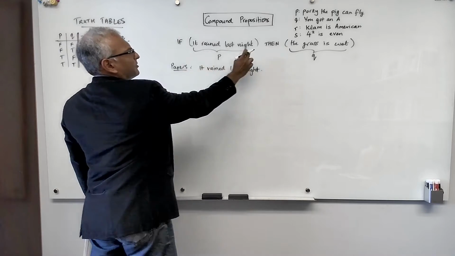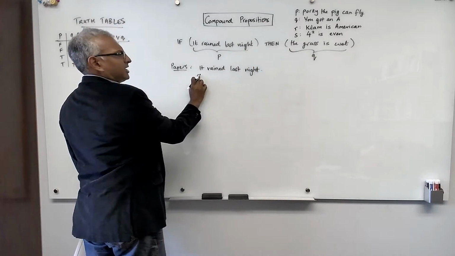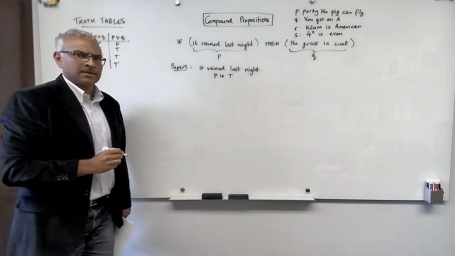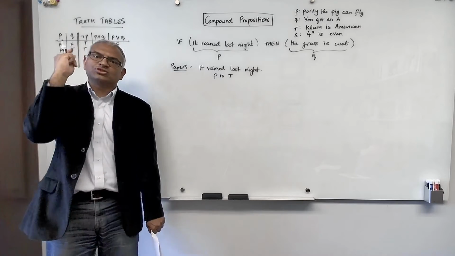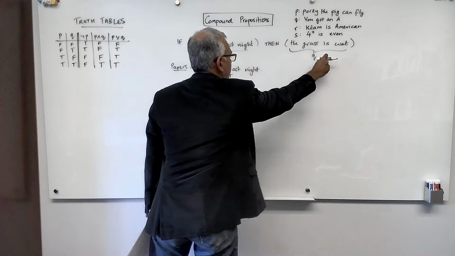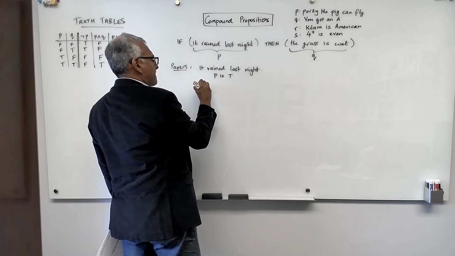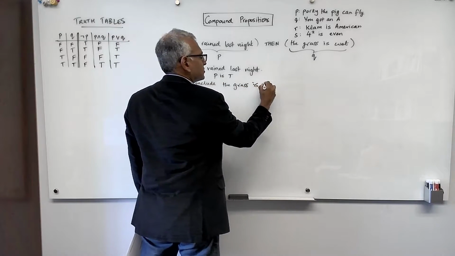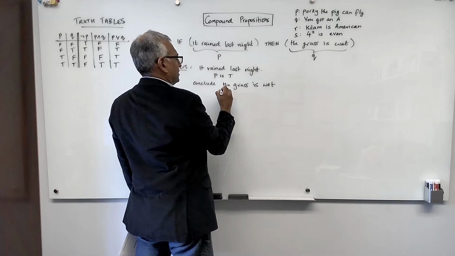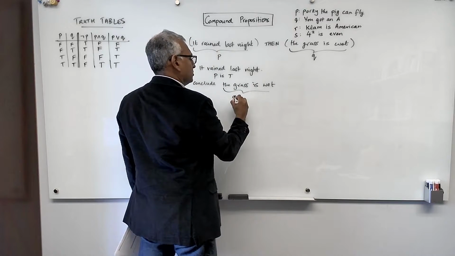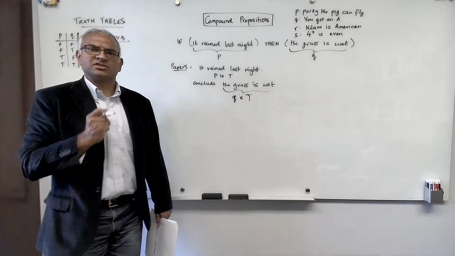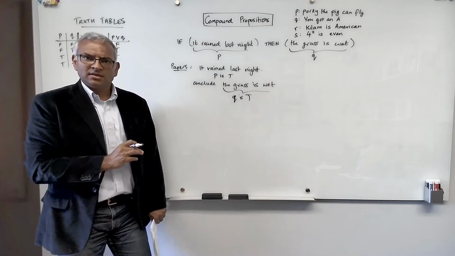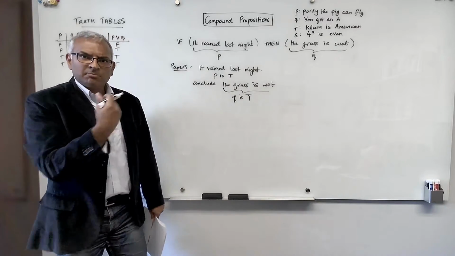Okay, so now we have: if it rained last night, the grass is wet, and I'm telling you it rained last night. So this says that P is true. Okay, so it rained last night. What do you conclude? Now we know something. Now we know that the grass is wet. Conclude, the grass is wet. And we conclude that Q is true. Interesting. So that's one of the most important and most common ways in which we use this link that the implication gives us.